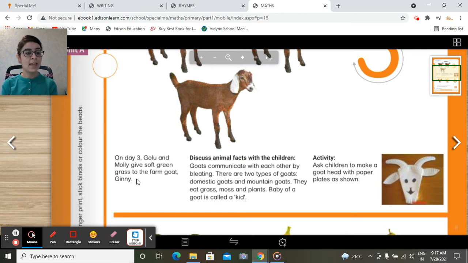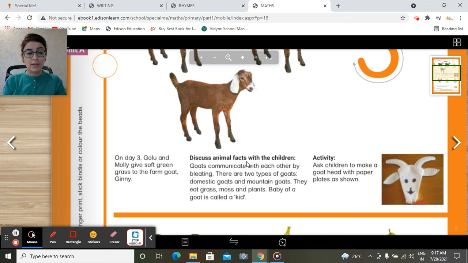Okay. Now they have met the goat. And what is the name of goat? It's Guinea. First day, Cammy the cow. Second day, Dobby the dog. Now third day, they met Guinea the goat. Okay.